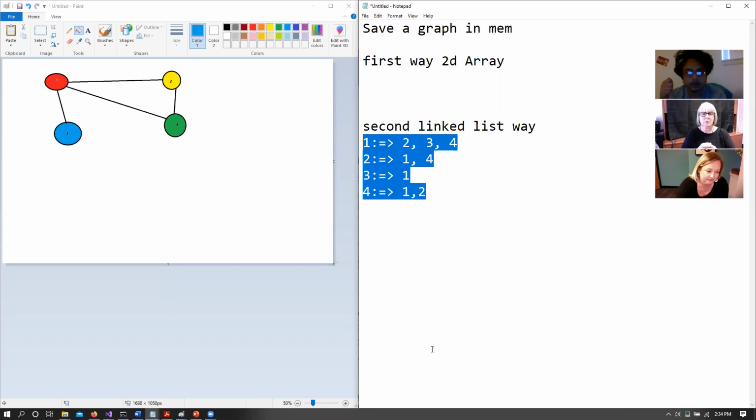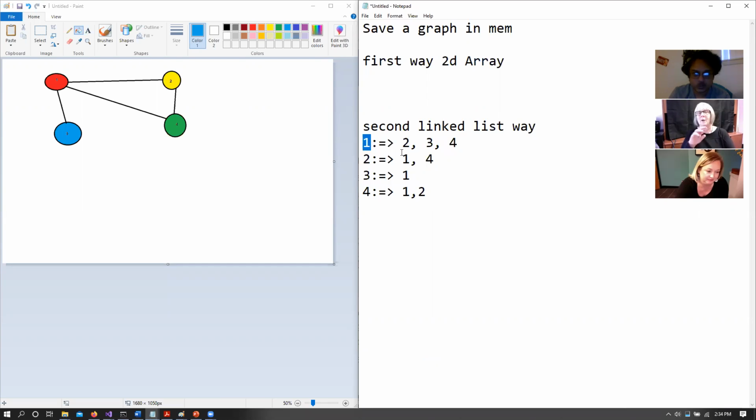Do you agree that this could be an array of linked lists, where I have the first array element as 1, where we have a pointer to 2, where this points to 3 and this points to the next element 4. For number 2, we have the next element as 1, and then we have 4. For number 3, we just have 1, and for number 4, we just have 1 and then 2.